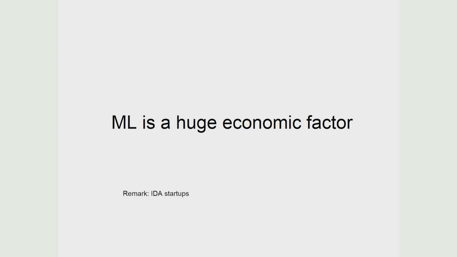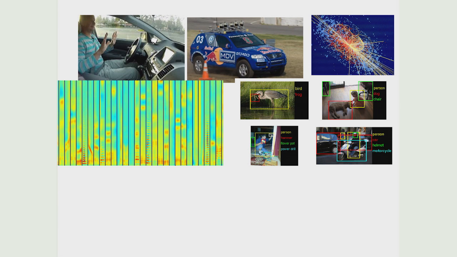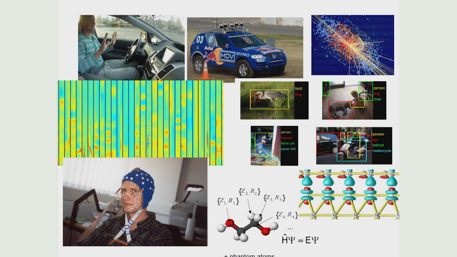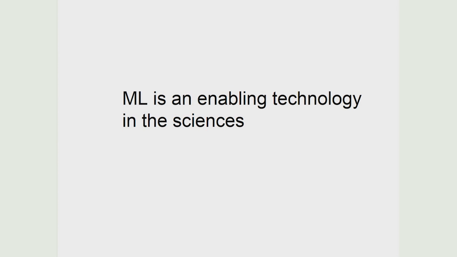So machine learning is a huge economic factor. We've heard that many times before. In Berlin, for example, my group has created a number of startups that now have more than 500 people in Berlin working for them. Machine learning is used in autonomous driving, in speech recognition and images. Somebody used the same pictures as well. These are the state-of-the-art systems. This is to find the Higgs particle, to do neuroscience, and also to study quantum physics. So it is, in other words, also an enabling technology in the sciences.